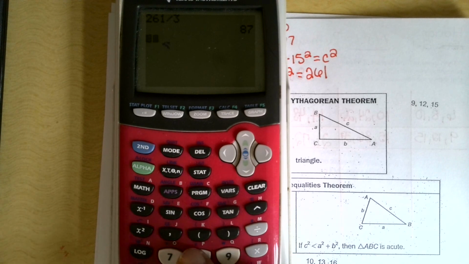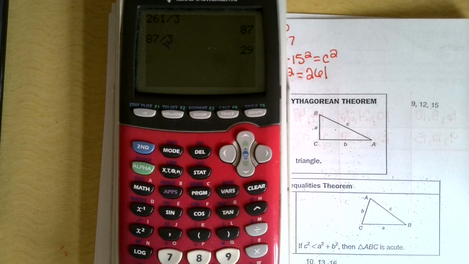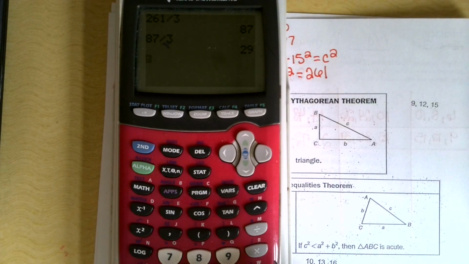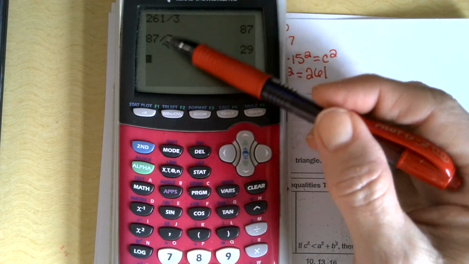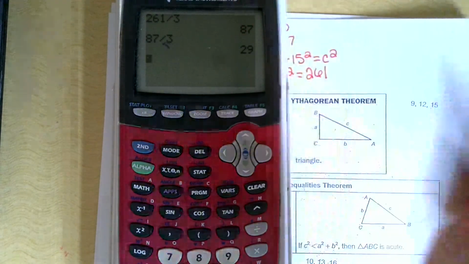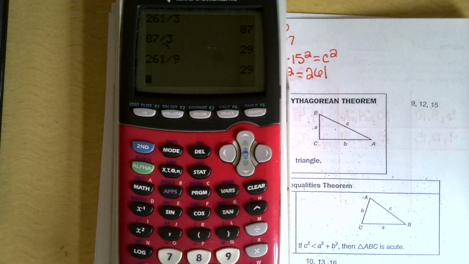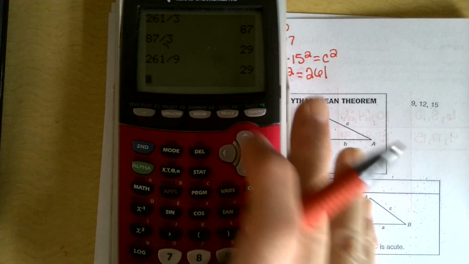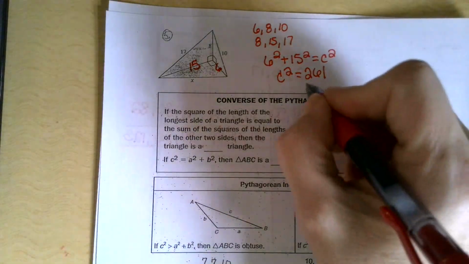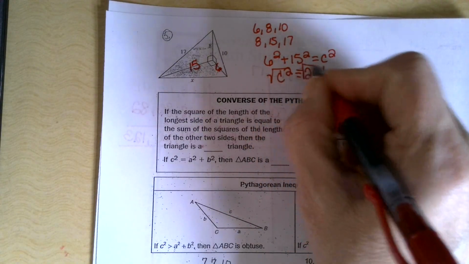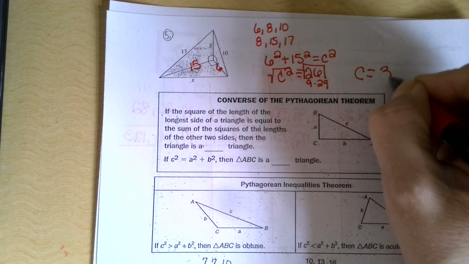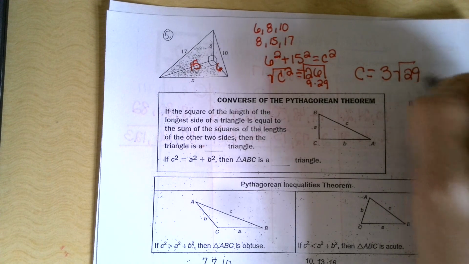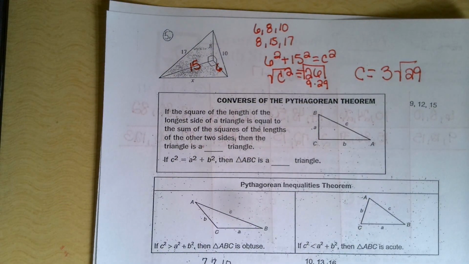And then I divided that by 3 again, and it gave me 29. And so there's a perfect square right there. That means 261 is divisible by 9. 9 and 29. Okay, so that was a little bit harder for us, but we're going to take the square root, and this is 9 and 29. And so C is going to equal 3 square root of 29. Okay, so when you look at problems like this, you are very capable of doing them.